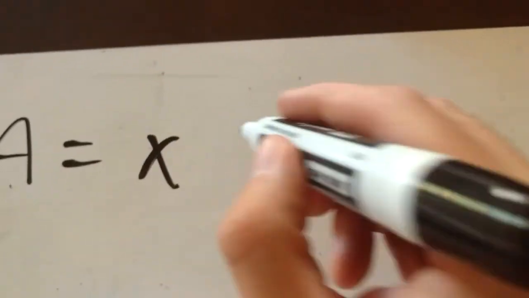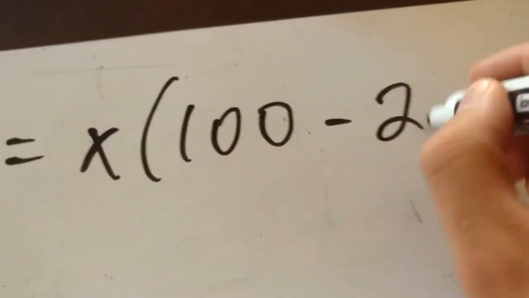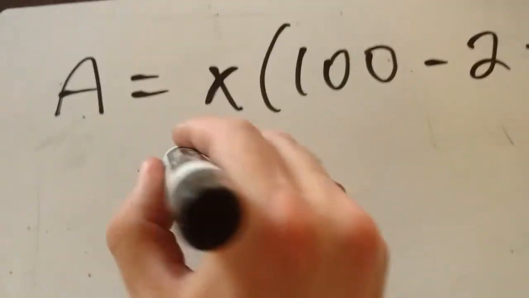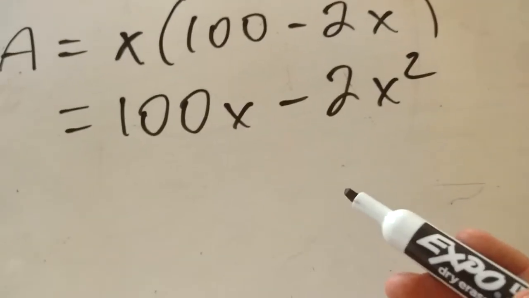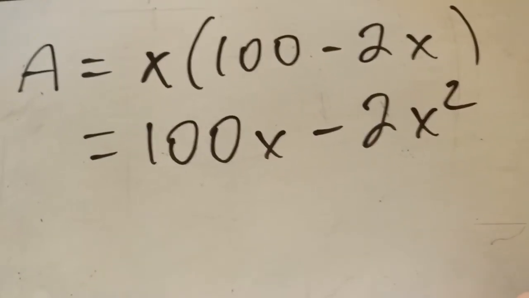Well, the area of a rectangle is just going to be length times width. So it's just going to be x times 100 minus 2x. Multiply that through and you're going to get 100x minus 2x squared. And then you just want to use your vertex formula to find the vertex of that.